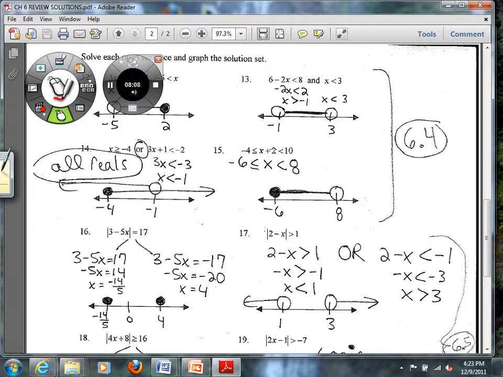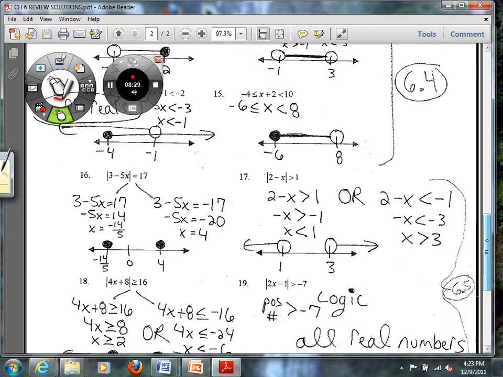Number 15, you want to subtract 2 from each side, or all three parts really. So -4 minus 2 is -6, 10 minus 2 is 8, and so all the numbers in between -6 and 8 are the answer. X is greater than or equal to -6, closed dot. Less than 8, open dot.